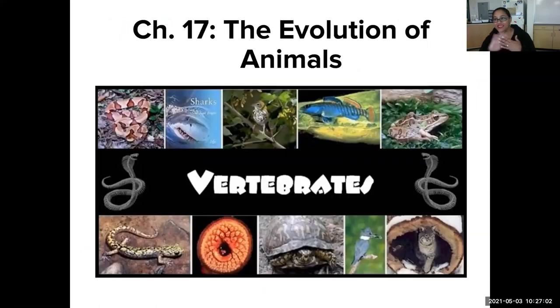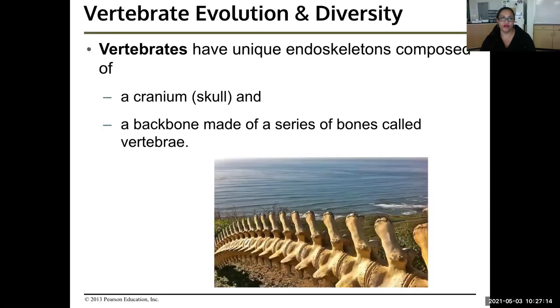All right, so those are all the invertebrates. Now we are going to move on to the vertebrates for the most part. We're going to talk about a couple more invertebrates, but vertebrates have unique endoskeletons composed of a cranium, which is our science word for skull, and a backbone made of a series of bones called vertebrae. There's a picture of whale vertebrae there on the bottom. They are really big.